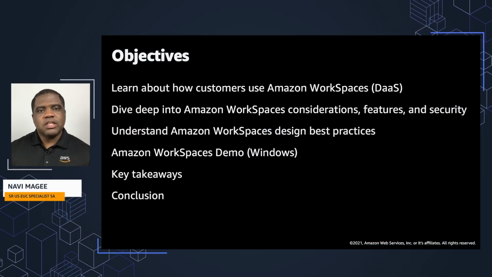Let's get started. What are some of the objectives we're going to see today? First, we're going to learn about how customers use Amazon Workspaces, our desktop as a service. We'll do a deep dive into Amazon Workspaces considerations, features, as well as security. We'll understand Amazon Workspaces design best practices, and we'll take a look at an Amazon Workspaces demo using our Windows offering. Next, we'll look at key takeaways.